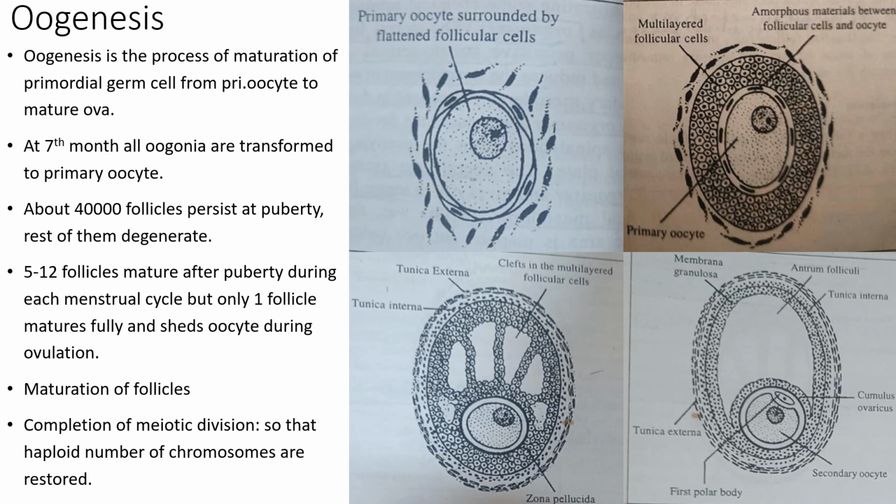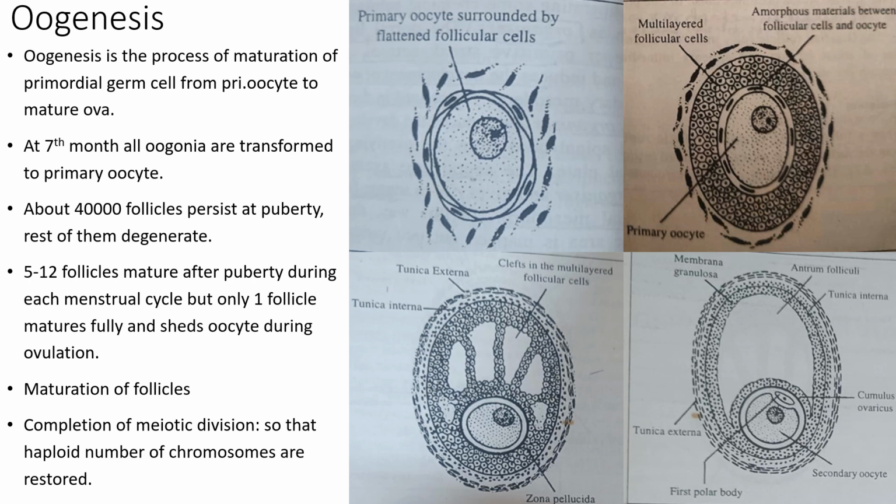So here two processes are taking place simultaneously. Meiotic division is occurring and simultaneously there is maturation of the follicle in the cortical region of the ovary. So we will first study the maturation of the follicle and then we'll see how the meiotic division is taking place. So here we know that there is primary oocyte.